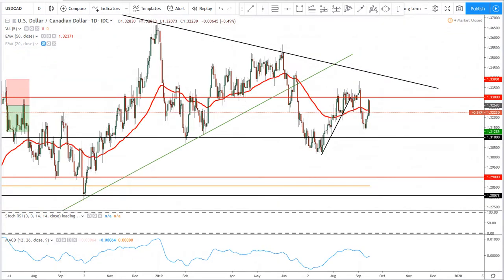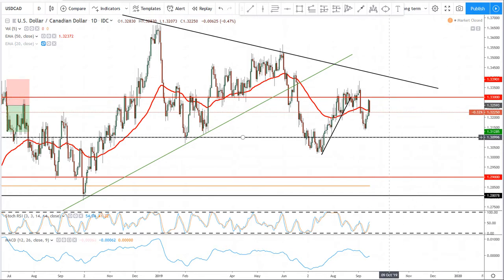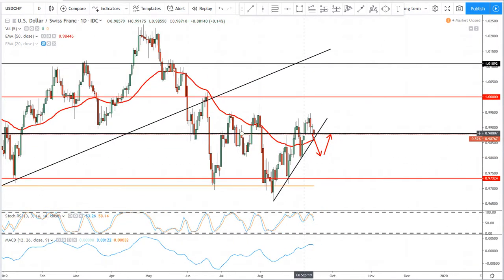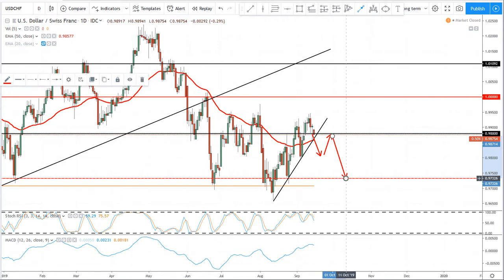Dollar CAD itself, I would have liked to see more of a test of this 1.33 if I was to take a short-term trade. It's broken down now, so I'm really out of this pair. Dollar Swiss, this is kind of what I meant by the break and retest of the daily 50 EMA. If you can do that over the next week or so, 0.988, and then short down after that, down to this level at least, would be my trade.